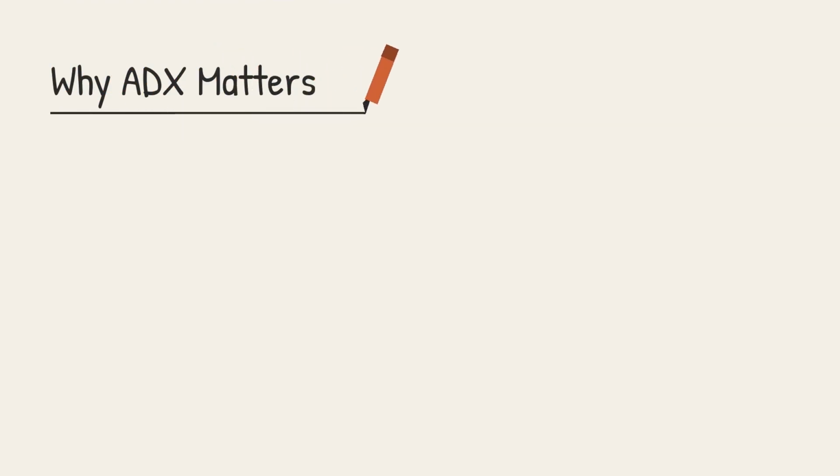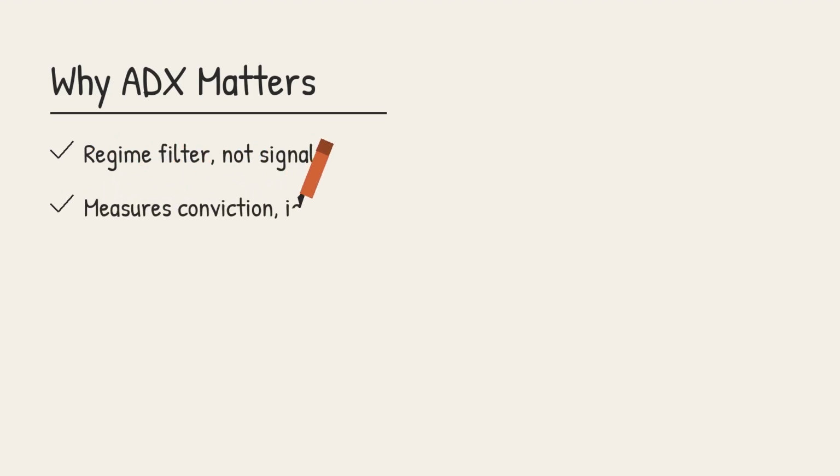Every indicator you use behaves differently in a trend versus a range. ADX tells you which regime you're in. It doesn't care about direction, only conviction. Master it, and you'll stop fading strong trends and stop chasing weak ones.